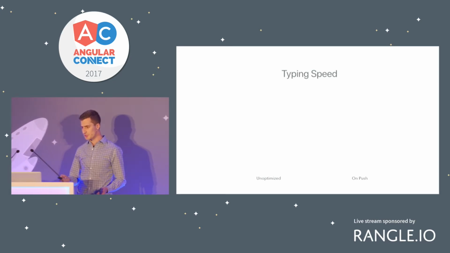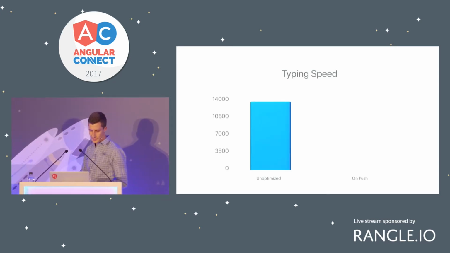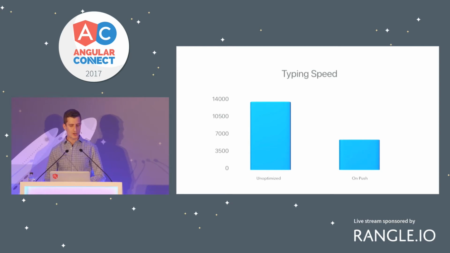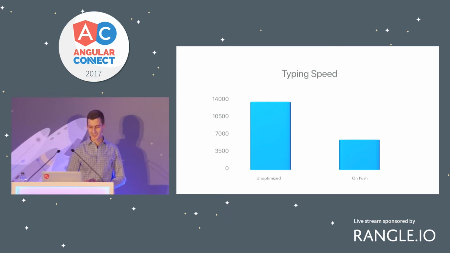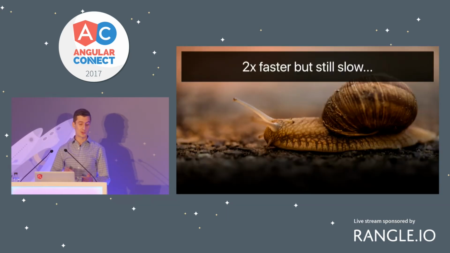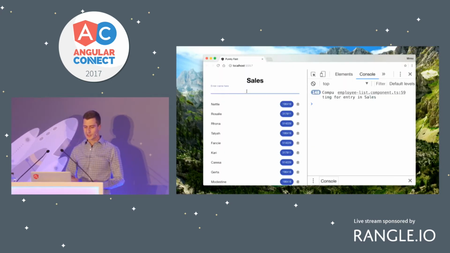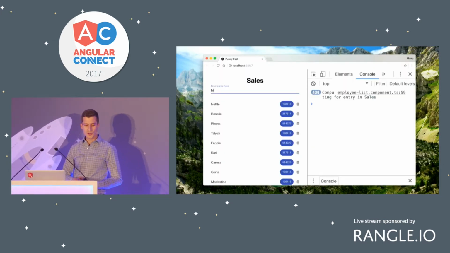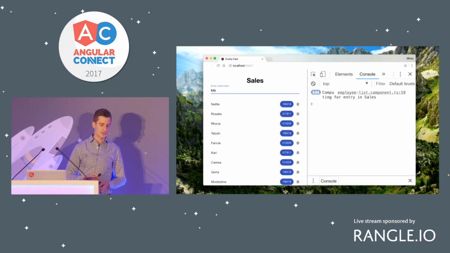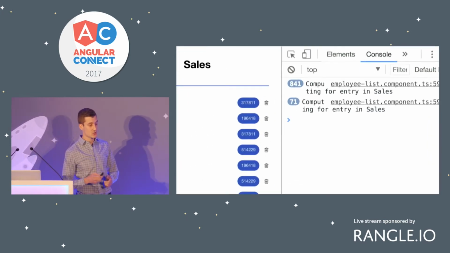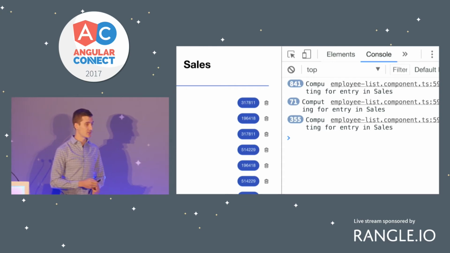And here is the result, basically. We can see that we are almost 3 times faster. So at least 2 times faster, but we are still very slow. And let's see why. So here is our sales department, and we're trying to add a new employee inside of it. We can see that the change detection gets triggered very often.